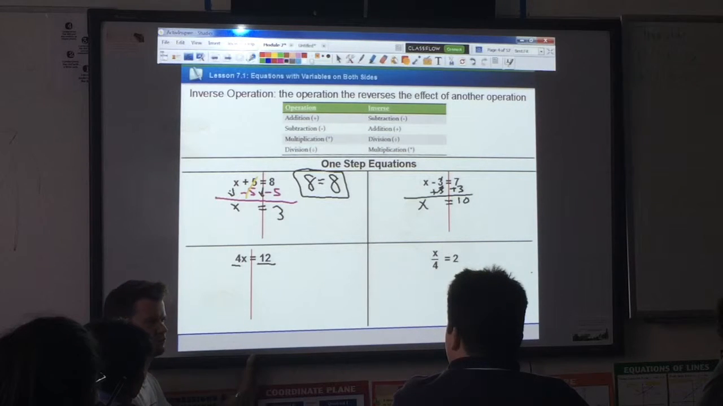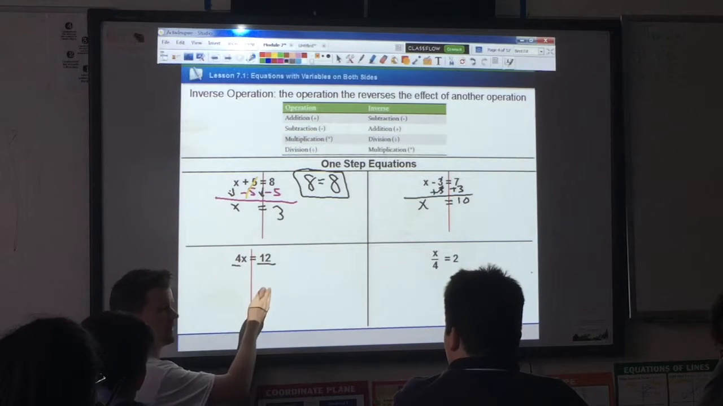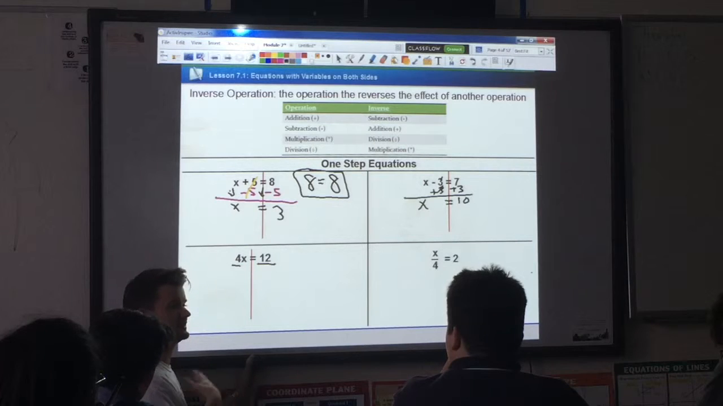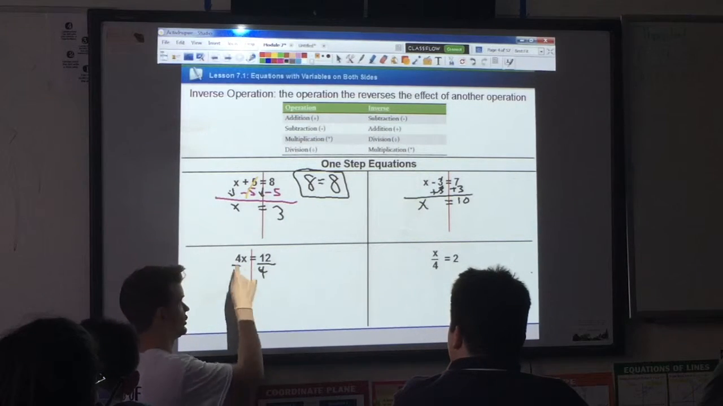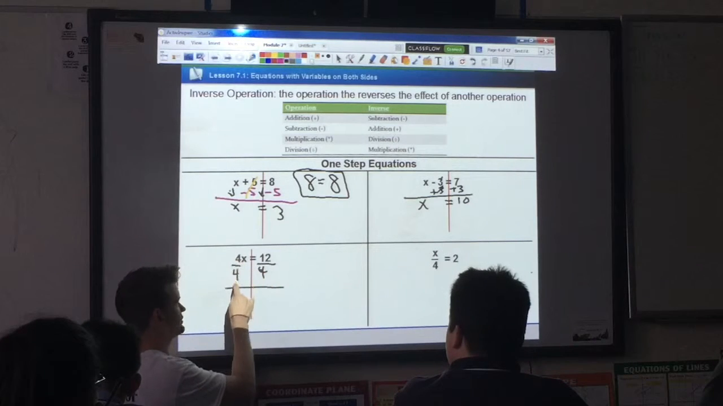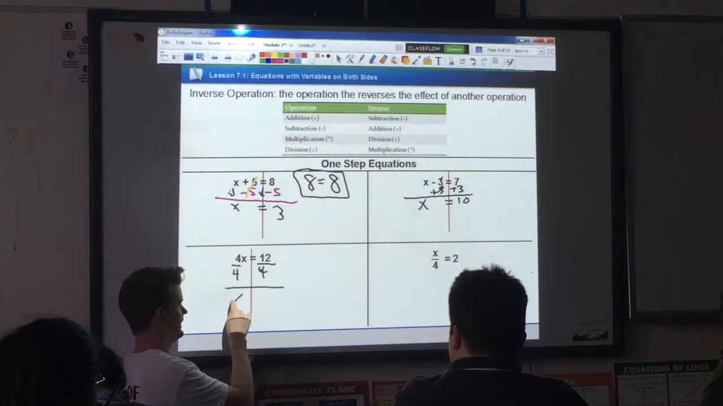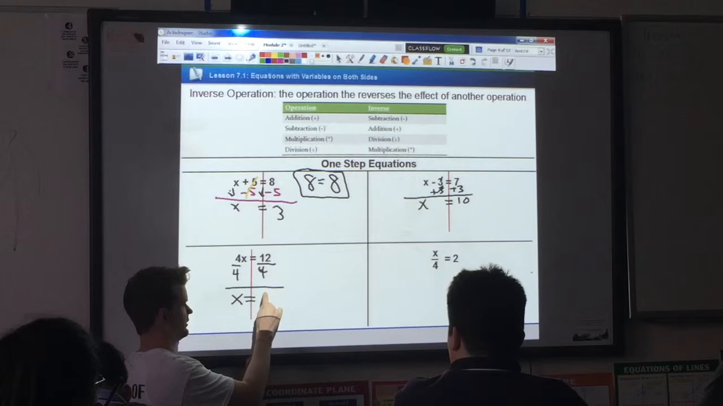Common mistake is people don't divide by 4, they divide by 4x for whatever reason. You can't do that. You cannot divide 12 by 4x because they are unlike terms. I can divide both sides by 4 though. Those are like terms. 4 and 4, 12 and 4. What happens to those two 4s? They cancel, and x is equal to 3.